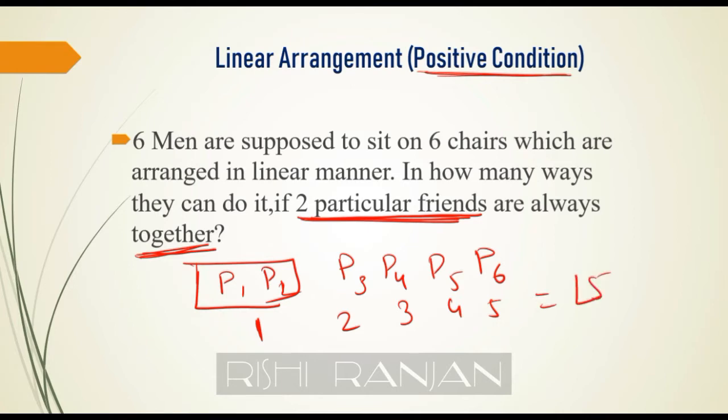Factorial 5. Now these two people are together, but nobody told the first person is P1 and second person is P2. It can also be P2 and P1. So those two people can shuffle among themselves. So answer becomes factorial 5 into factorial 2, which is 120 into 2, 240.